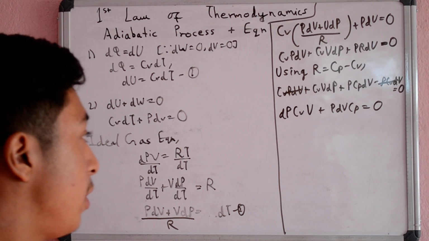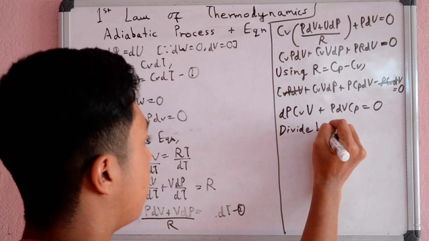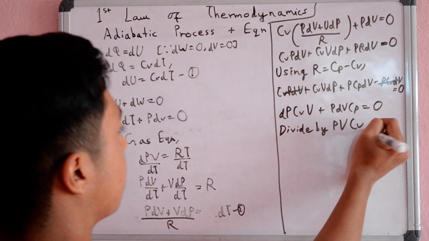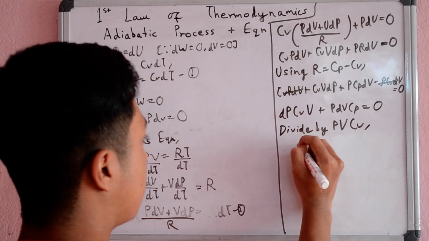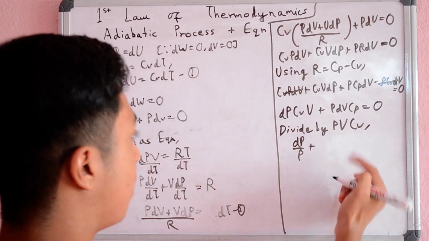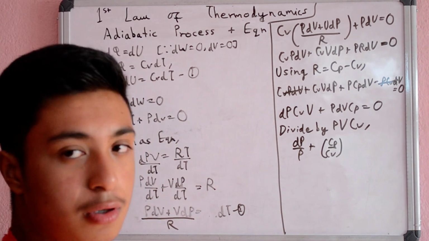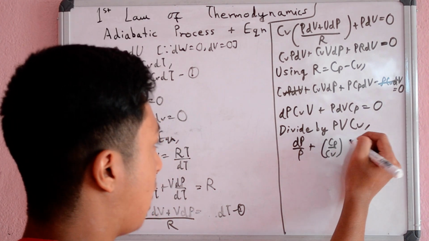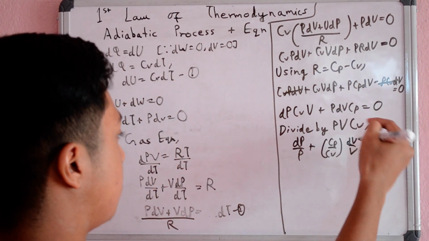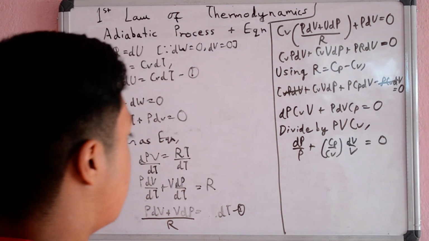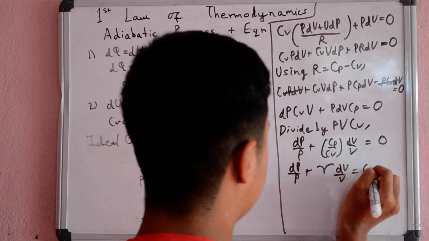Now an important step: we divide by P V Cv. If we do this, the Cv V cancels, giving us dP/P plus Cp/Cv. This is known as the ratio of specific heats, which is gamma. And we get dV/V, because the pressure cancels, giving us 0. So this is dP/P plus gamma dV/V equals 0.